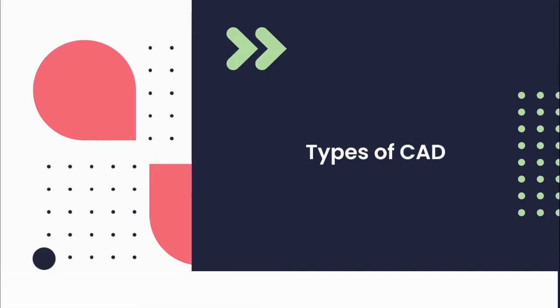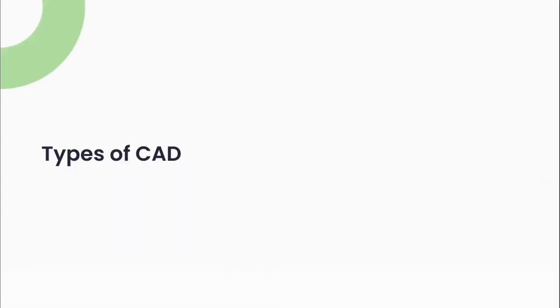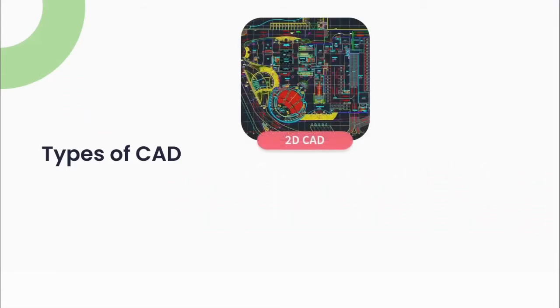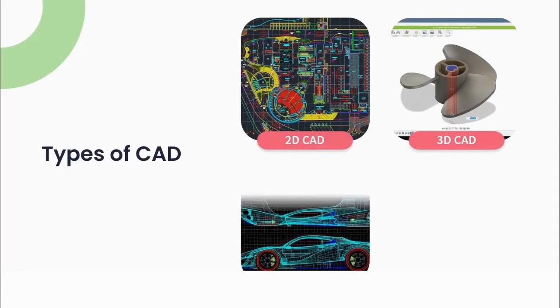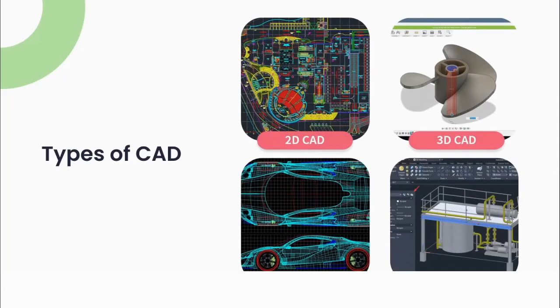Let's take a look at the various functions of CAD. Here is a very broad classification of CAD, but it gives you a really nice overview of what it's capable of doing. Firstly, we have 2D CAD. We then have 3D CAD, 3D wireframe, and solid modeling CAD. As you can see, CAD has many functions and allows us to create our design works via many methods and many forms.